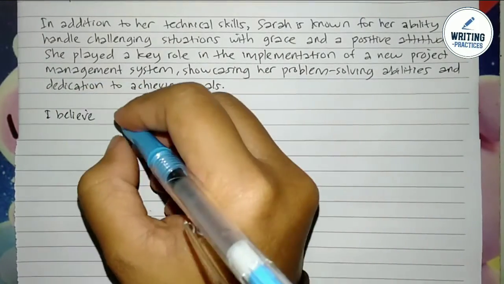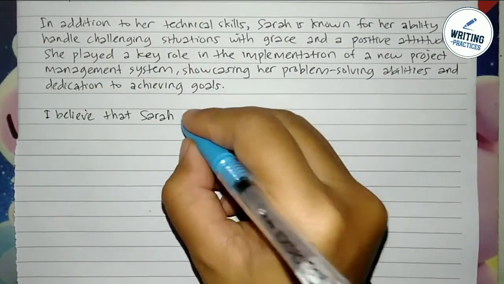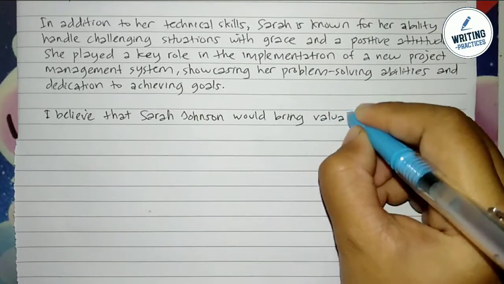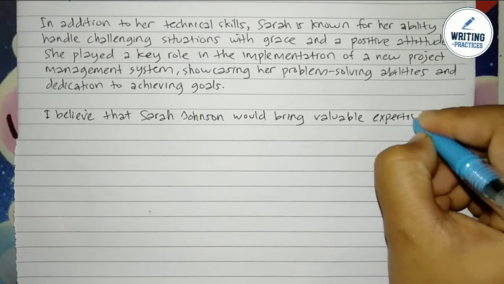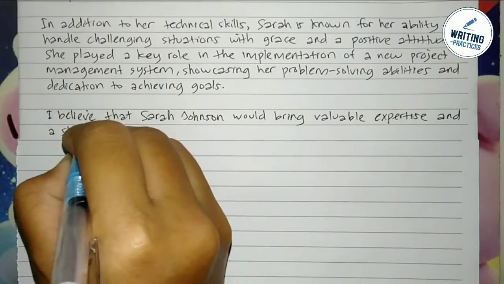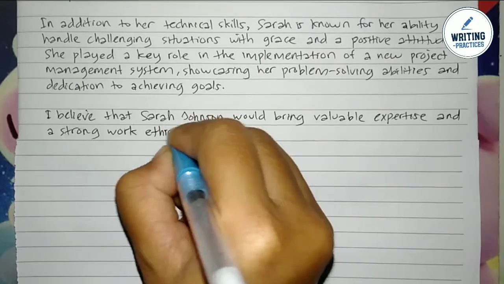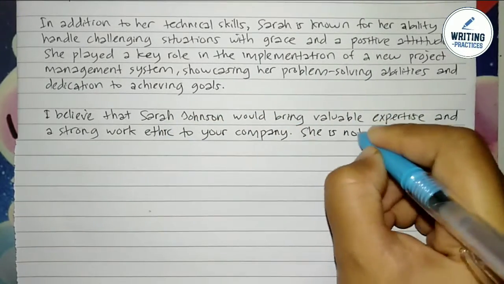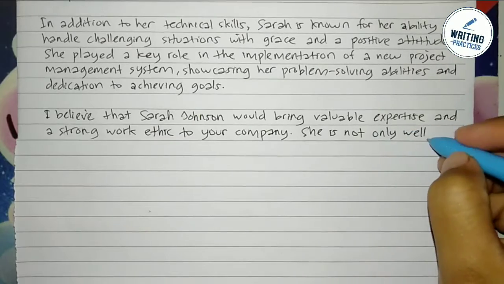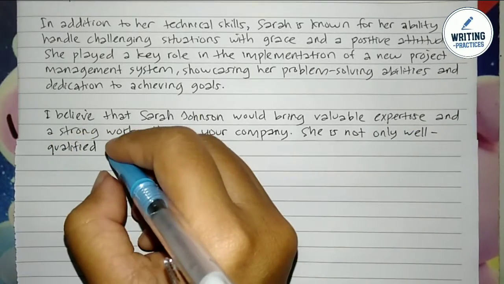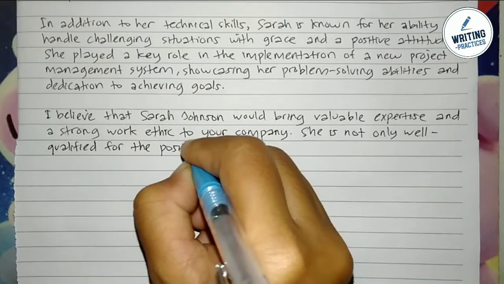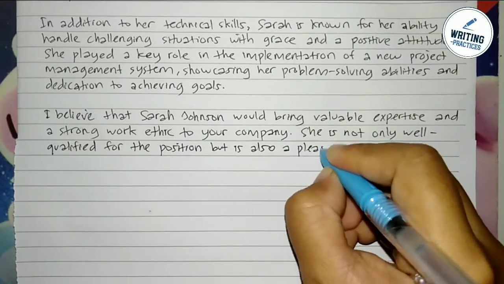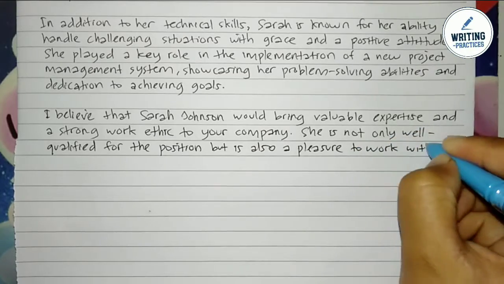In the fourth paragraph, this is where you talk about endorsement of the candidate. If you see, the writer expresses his belief in Sarah's value to the prospective company. And you can do the same for your person. This is how you write it. I believe that Sarah Johnson would bring valuable expertise and a strong work ethic to your company. After that, recommend also the applicant, for her or his qualifications and positive workplace demeanor. If you don't know what to write, you may copy this sample. She is not only well qualified for the position, but is also a pleasure to work with.